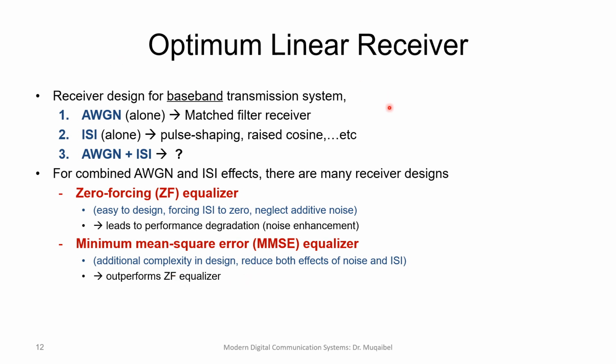So a summary of this slide: if we have combined ISI and AWGN, then we can use the matched filter for the noise. But then if we use just a zero forcing equalizer, we could worsen things, and we need the minimum mean square error equalizer to take care of both at the same time.